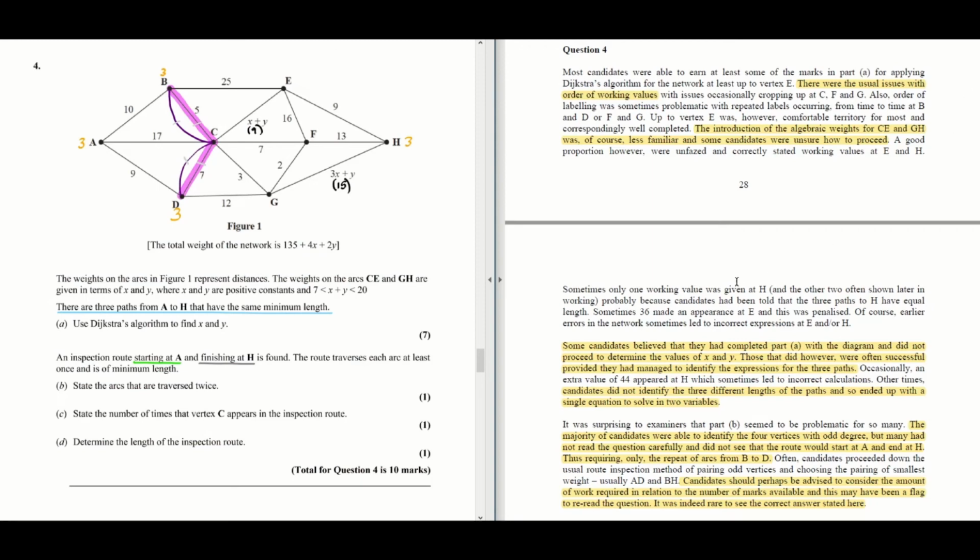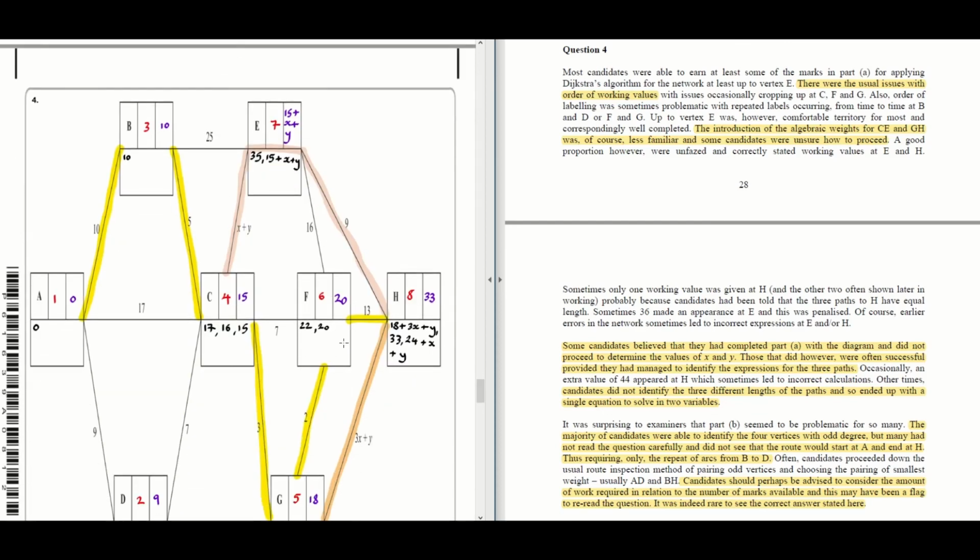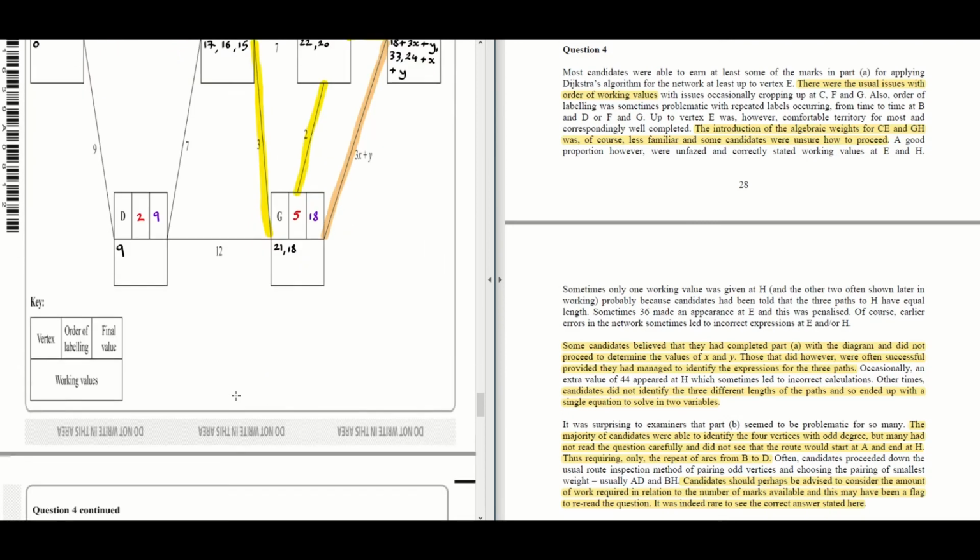And you can read about the different errors that people made. Some candidates believe that they had completed part A with the diagram and did not proceed to determine the values of x and y. Those that did, however, were often successful, provided that they had managed to identify the expressions for the 3 paths. There were some who did not identify the 3 different lengths, and I talked about them in different colours as well, and therefore they only had a single equation to solve for 2 variables.